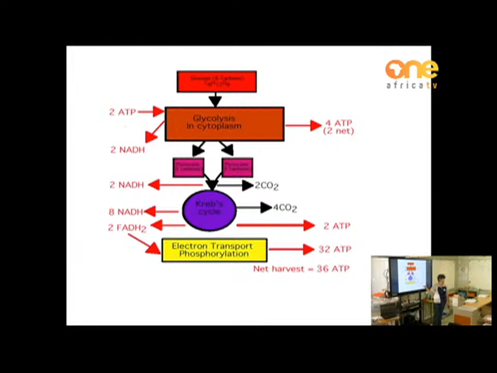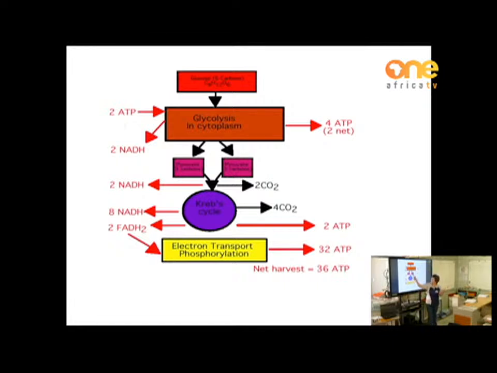Does it make sense? Don't worry, you don't have to worry about it. All that I want you to know is 38 is produced, but 2 of that 38 is used to start the process. Okay, so the first step is glycolysis.